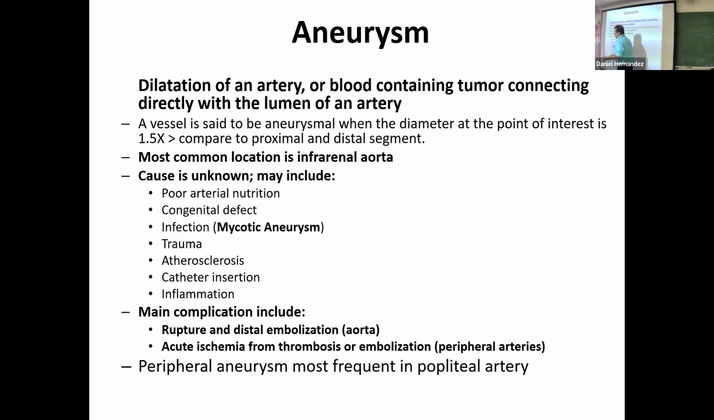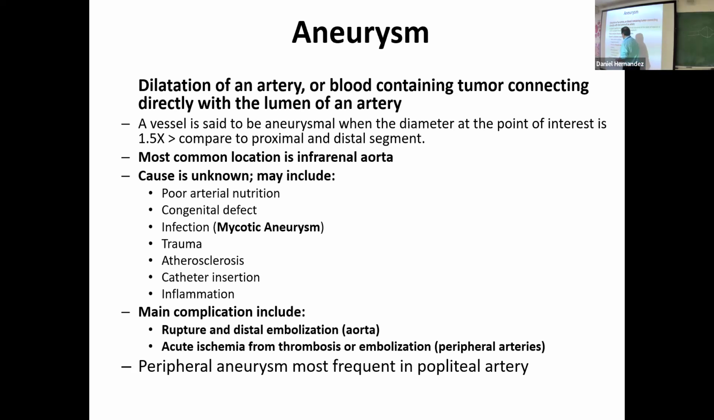The causes of aneurysm, sometimes they're just unknown, but they may include some of these reasons. So poor arterial nutrition, might be a congenital defect that they're born with. Infections can cause an aneurysm. If an infection gets into the blood vessel, these are referred to as mycotic aneurysms when they're caused by an infection. Trauma to that vessel itself can lead to an aneurysm. Again, we said trauma could be physical trauma, or trauma as a result of a needle stick.